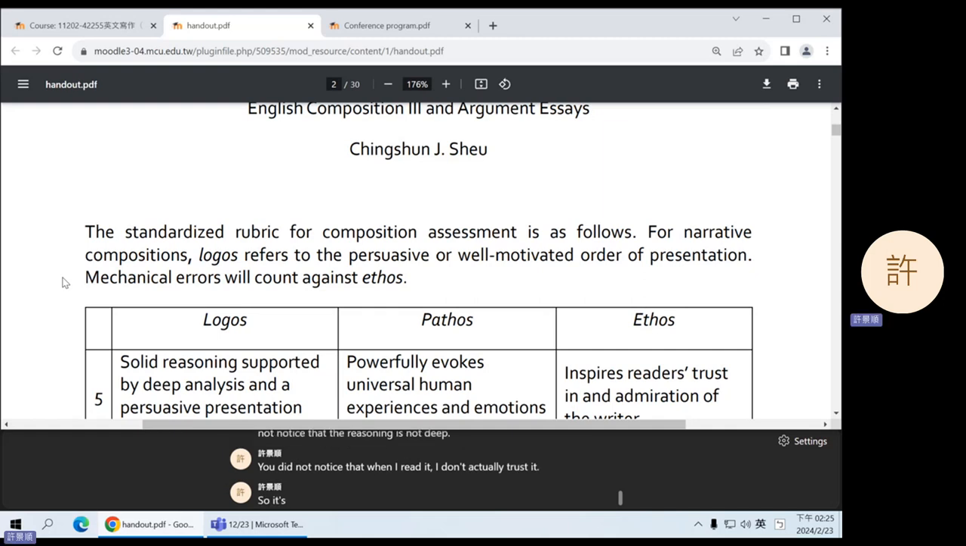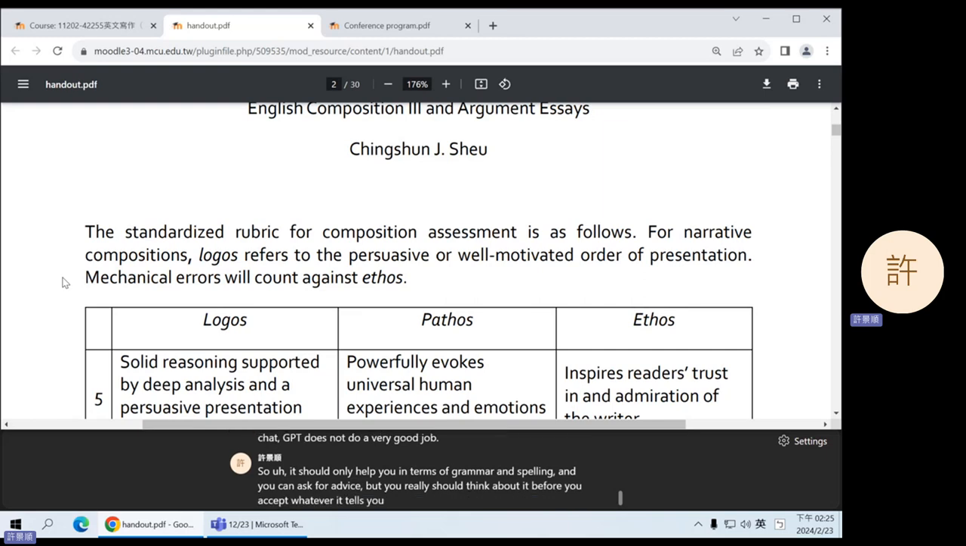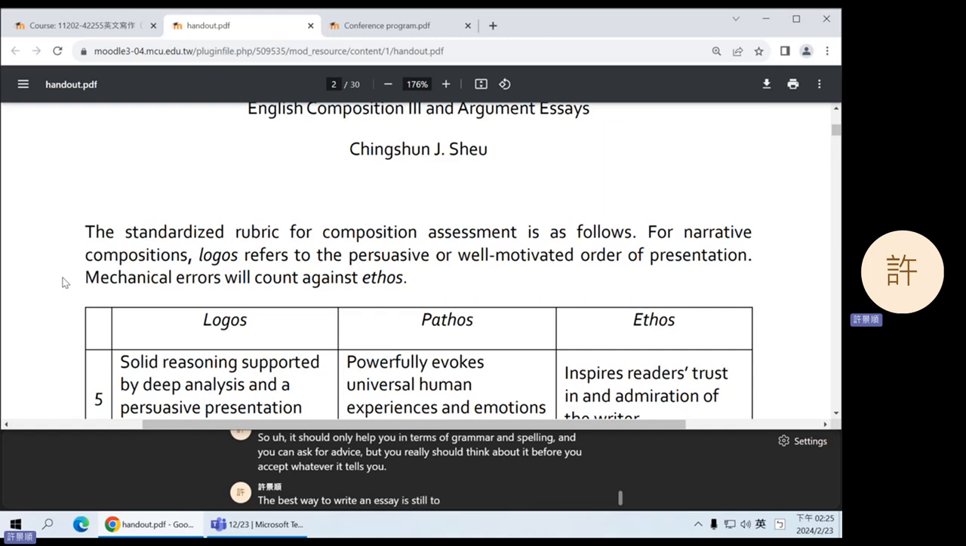So it's not just about, when we say a human touch, you might think, okay, emotions, trust, that's human. But even for logos, even for the logic and the reasoning, ChatGPT does not do a very good job. So it should only help you in terms of grammar and spelling. And you can ask for advice, but you really should think about it before you accept whatever it tells you. The best way to write an essay is still to write it yourself and then ask it or me or the TA or other people to help you improve.